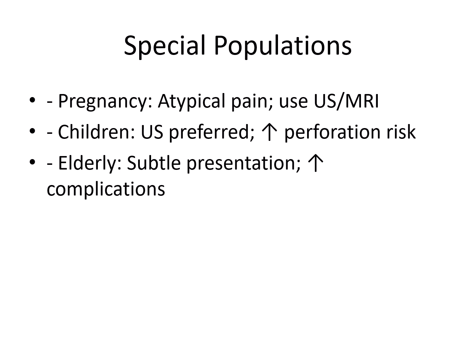Some special populations to know about. Pregnancy is going to have atypical pain, so use an ultrasound or even an MRI. Children, ultrasound preferred, with increased perforation risk. And elderly, there's going to be a subtle presentation and increased complications.